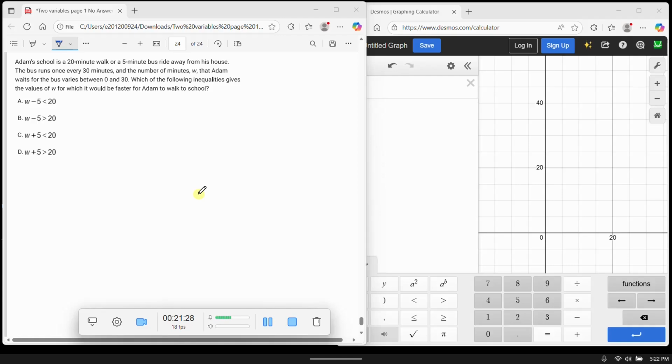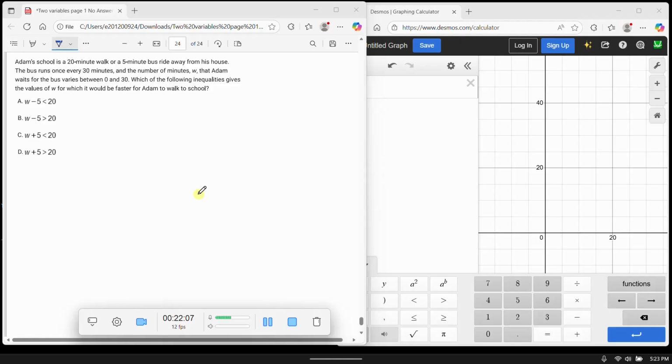Make sure you read the questions. So right now let me start with the questions here. They ask which of the following inequalities represents the time he waits for the bus that would be faster than Adam walking to school. It only takes 20 minutes to walk to school, but the time he waits for the bus varies from 0 to 30. In order for him to get to school by bus faster than walking, it needs to be less than 20.